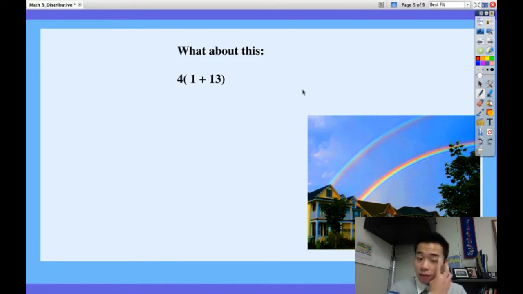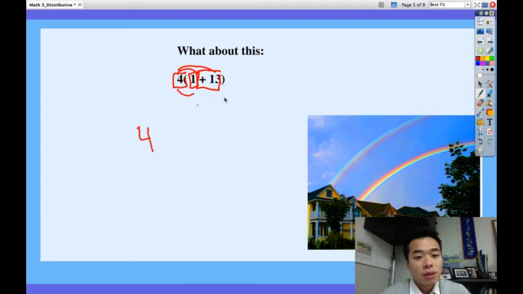Why don't you pause the video if you want and try this one, and then we'll see how it goes. Again, you're going to do this method. I'm going to box each term on the inside to make sure I carry the symbol with it. So this is going to be the same thing as 4 times 13, so 4 times 1 is 4. 4 times 13. Well, this one's a little bit different, right? A little bit more difficult.